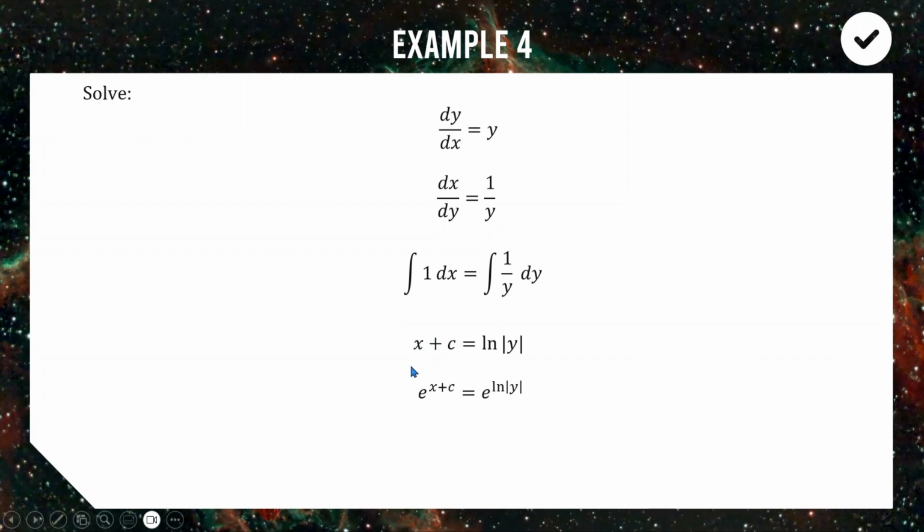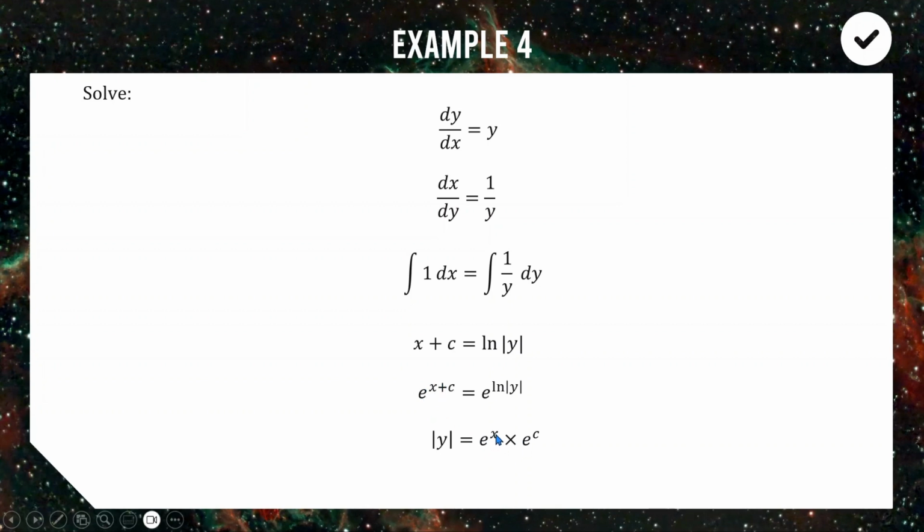The left-hand side is now e to the power of x plus c, and the right-hand side is e to the power of log y. The reason I did that is because e to the power of and log are inverse operations, and these are going to basically cancel each other out and leave me with the absolute value of y. On the left-hand side, a trick I've used here is that because I've got my powers adding, I can split these up into a product.